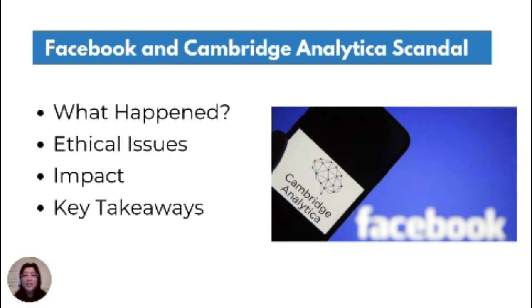So, what is the key takeaway from this issue? While technology enables businesses to innovate and improve customer experiences, it also comes with a responsibility to protect consumer privacy. Businesses must adopt ethical practices, be transparent about data use, and comply with privacy regulations to maintain trust and ensure fair treatment of their customers.